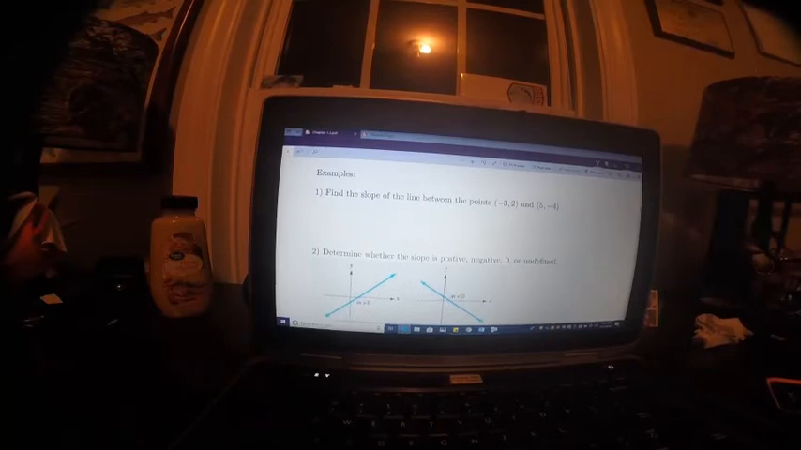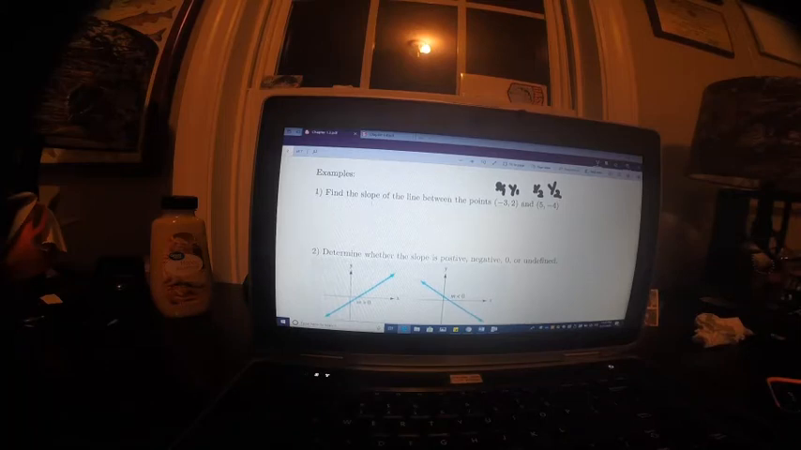So, does it matter which one's y2 and which one's y1? No, it doesn't. You just need to stay consistent. So if I say this one is x1, that means this one has to be y1, which means this one has to be x2, and this one has to be y2. The biggest thing here, don't get them flipped. You can't have an x1 with a y2 and a y1 with an x2. You can't have that. As long as you keep it straight, it's going to work. If you want to call this one x1 and this one y1 and this one x2 and y2, it's still going to work itself out.